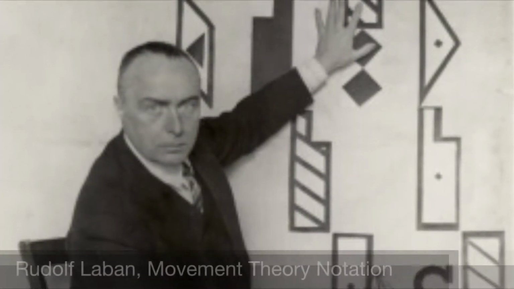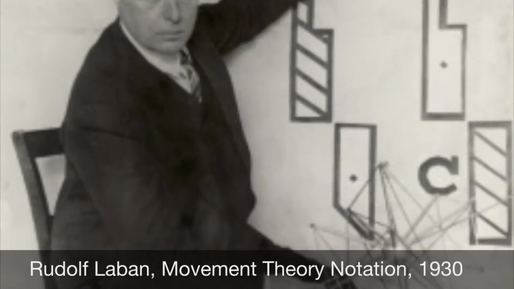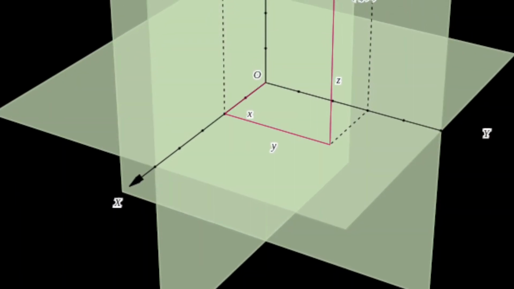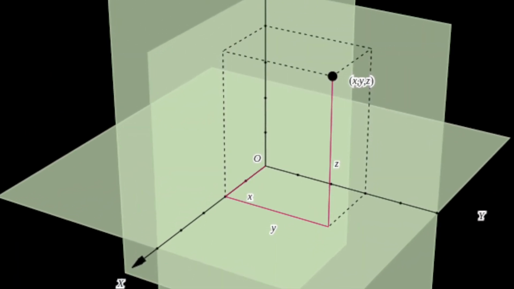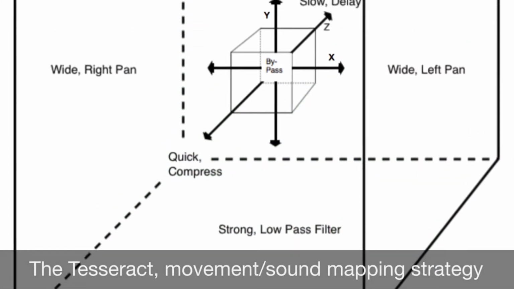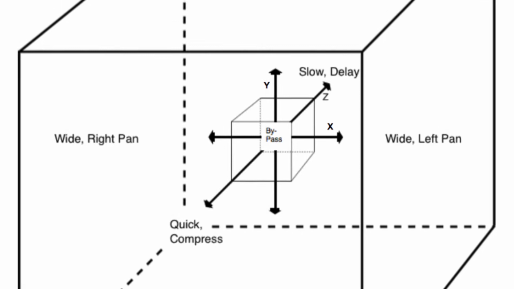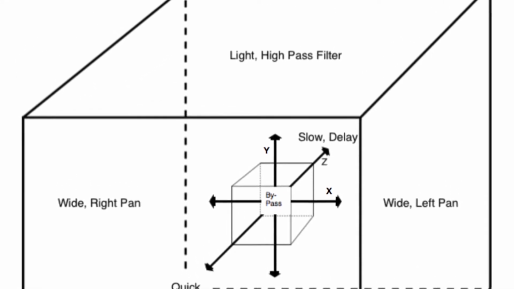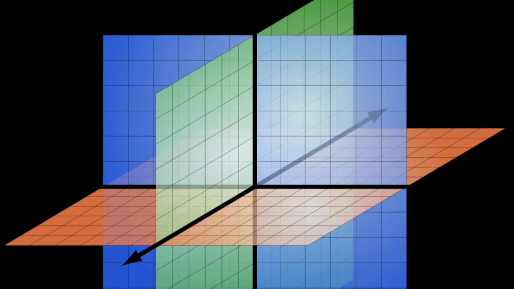I've used Rudolf Laban's movement theory as inspiration for my mapping strategy of movement to customized effects racks in Ableton Live. So, movement in 3D space is broken down into Cartesian coordinates. X is right and left, or in and out. Y is up and down, and Z is forwards and backwards. Along each axis there is a continuum, and in each opposite direction there is an equal and opposite polarity.